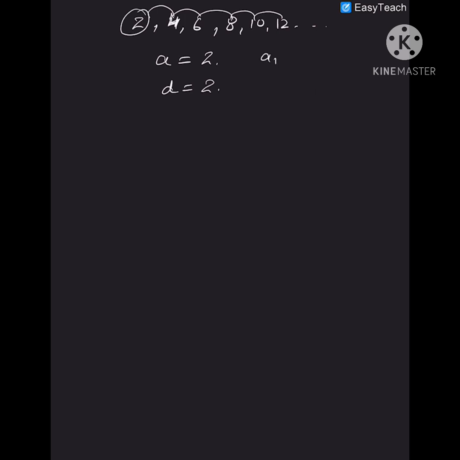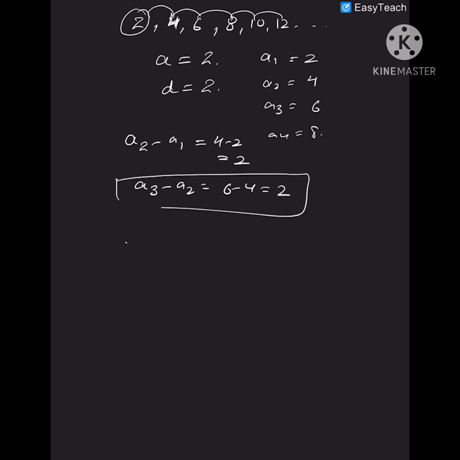And the very first term is called A1, that is 2. The second term is called A2, that is 4. The third term is A3, that is 6. The fourth term here is 8. So if you want to know what exactly is the difference between two terms, what will you do? From A2 you will subtract A1, that is 4 minus 2 is equal to 2. Then A3 minus A2, that is 6 minus 4 is equal to 2. So this is how you carry out the difference between two terms.